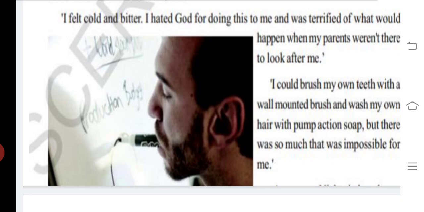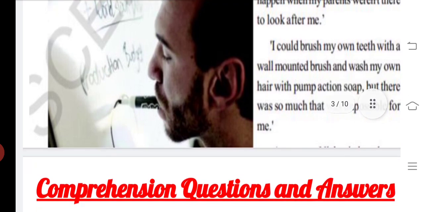And he was also fearful that now his parents are there, and they can take utmost care of him. When parents will not be there, who will take care of him? Just thinking about these things, he became terrified. And now here we can see that he can do some of the things which gave him confidence and independence, and he can do it by himself.